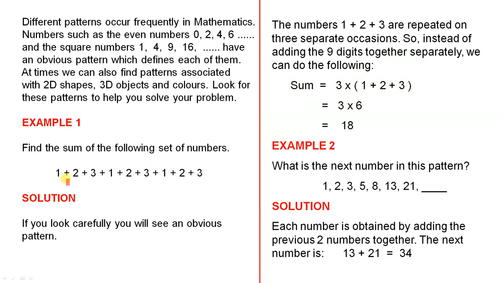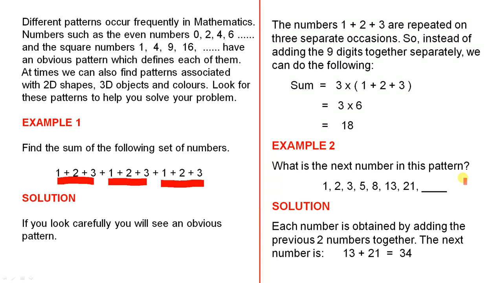Now, before we do the following, have a look at this. 1 plus 2 plus 3, 1 plus 2 plus 3, 1 plus 2 plus 3. So there's your pattern. So, the sum will be 3 times the sum of 1 plus 2 plus 3, because there are 3 of them, which is 3 sixes, and that gives you 18. So that's the sum.